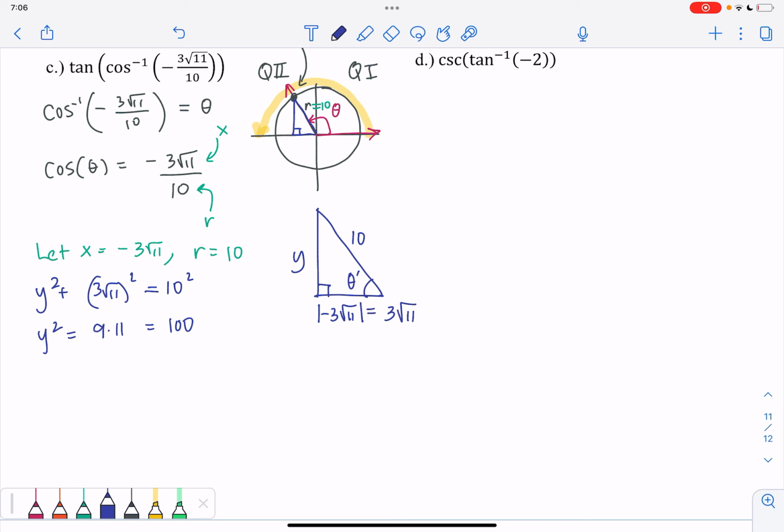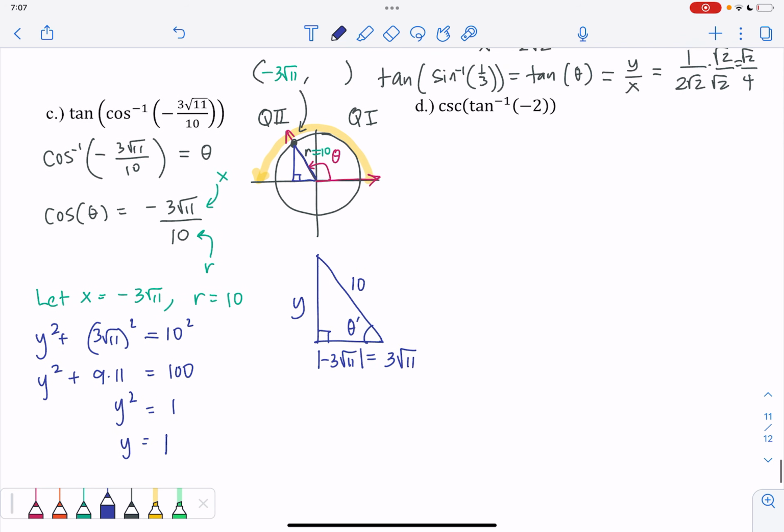Oops, I think I have too many equal signs. I need a plus there. So y squared plus 99 equals 100, which gives me y squared equals 100 minus 99, which is 1. So y is plus or minus 1, but I need positive 1 because I am talking about a point in quadrant 2.